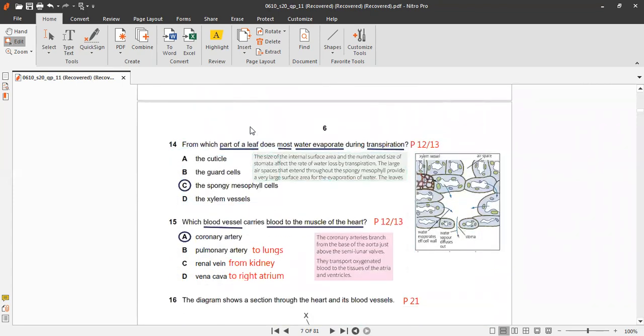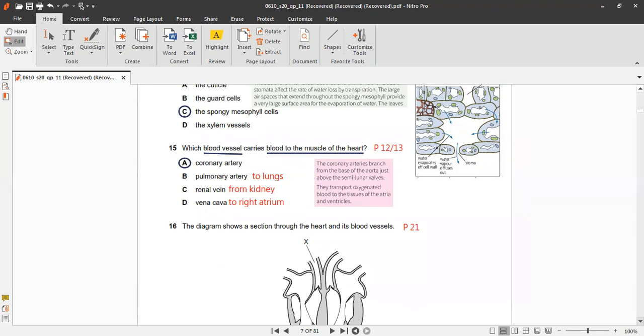From which part of the leaf does most water evaporate during transpiration? Yes, the spongy mesophyll cells. Because the large air spaces that extend throughout the spongy mesophyll provide a very large surface area for the evaporation of water.